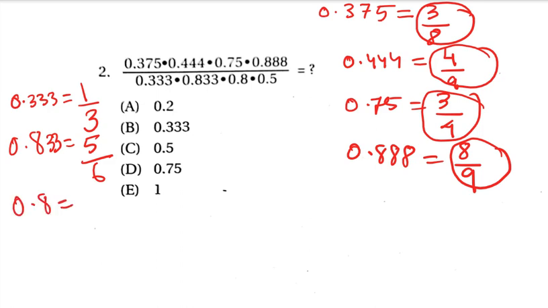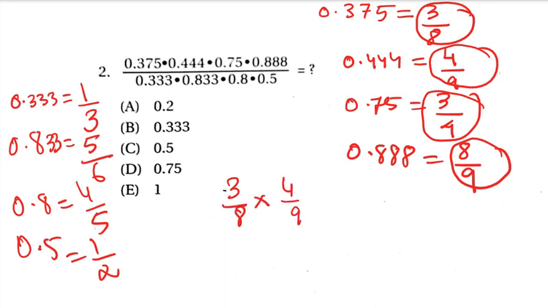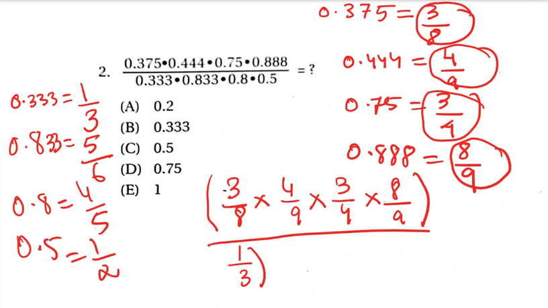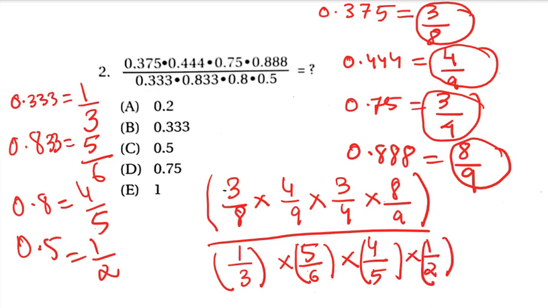Now 0.8 is equal to 4 by 5. The ones that are terminating decimals are very easy to find out. The ones that are non-terminating, you have to find out by taking it into two equations. The next one is 0.5, that all of you know is 1 by 2. Now let's write the values. So the first one is 3 by 8 into 4 by 9, into 3 by 4 into 8 by 9. That's your numerator. What is my denominator? It's 1 by 3 into 5 by 6 into 4 by 5 into 1 by 2.